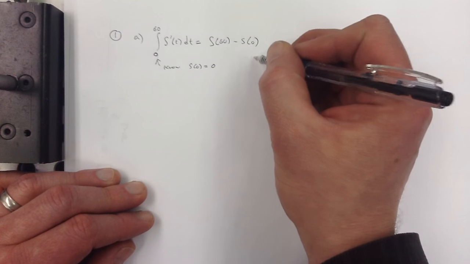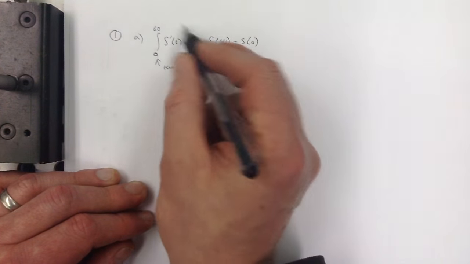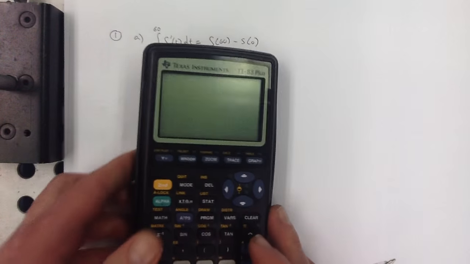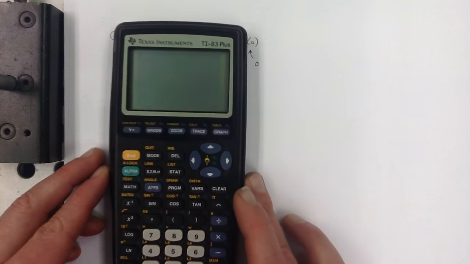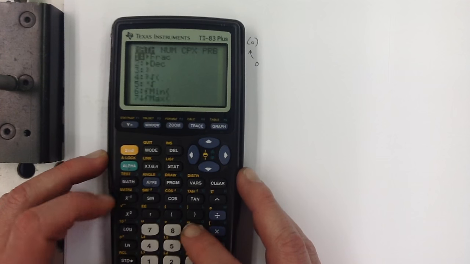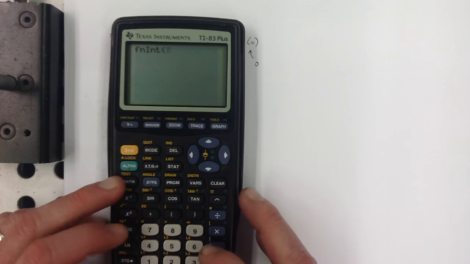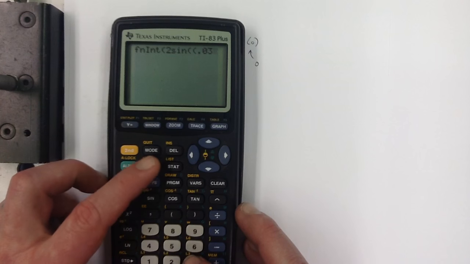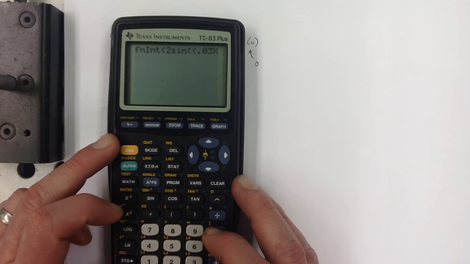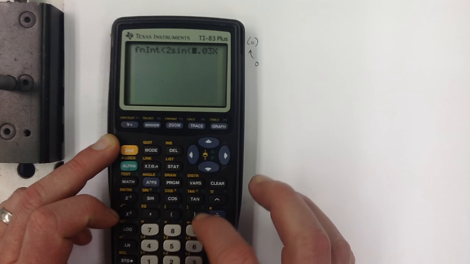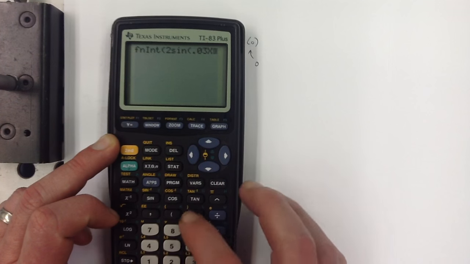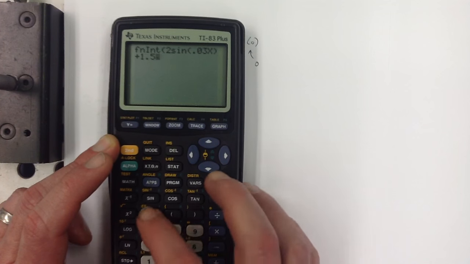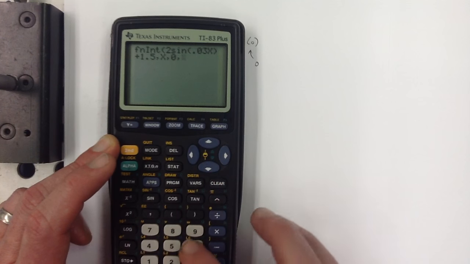So I know this is 0, and I can put this in my calculator. So let me go ahead and do that. My old-fashioned calculator, so sorry for you math print folks. I'm going to go math 9, that's fnInt. My function is 2 sine of 0.03 x. Oops, I opened another set of parentheses there, didn't I? Didn't need to do that. Close that. Plus 1.5 comma x comma 0 comma 60.